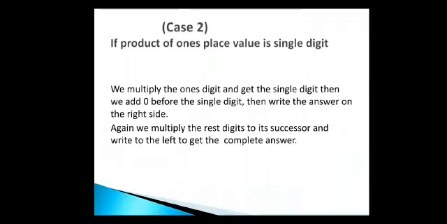Case second, if product of one's place value is single digit, we multiply the ones digit and get the single digit, then we add 0 before the single digit, then write the answer on the right side. Again we multiply the rest digits to its successor and write to the left to get the complete answer.